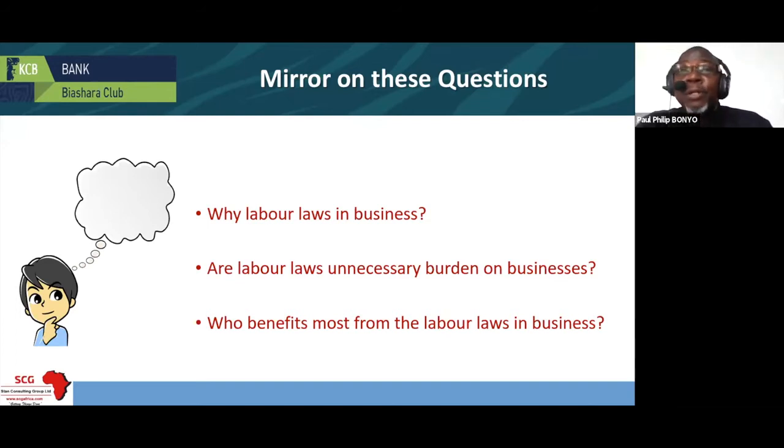That is a question that you need to ponder over. The labor laws are a necessary burden on business. If you look at your business, the labor laws that you are supposed to have knowledge of, do you incur burden while implementing those labor laws, or are they a benefit to you? Then another question I would like you to ponder is who benefits most from the labor laws in business?